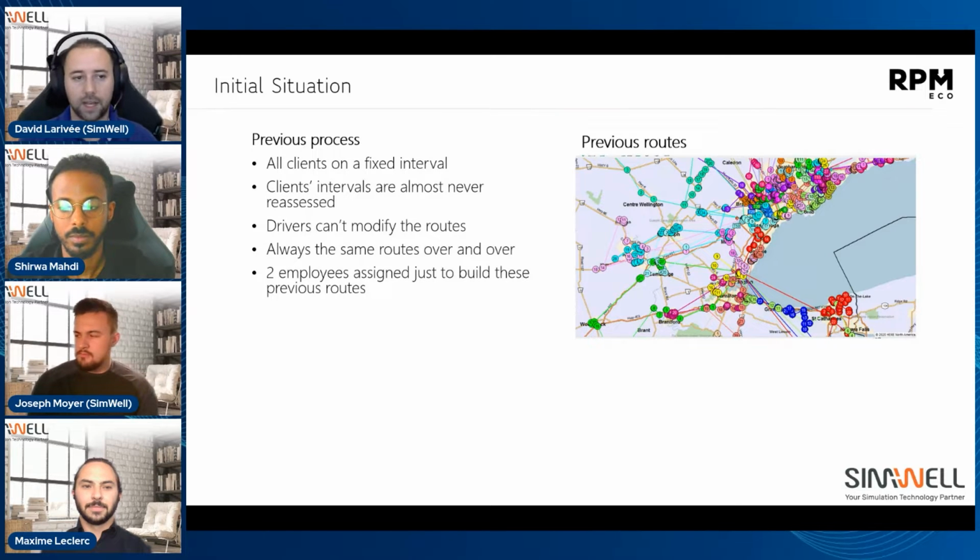One of the main issues is that all those clients were on a fixed interval, meaning they would be serviced every week, 2 weeks, month, and so on. Another thing is that all those customers were on static routes. So all the drivers would do the same routes over and over. And this could be an issue if there's seasonality, which there is in the consumption. And to manage all of this, there were 2 employees just to assign and manage all the service calls and all the operations around that.